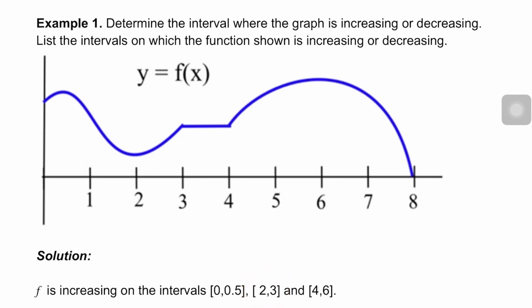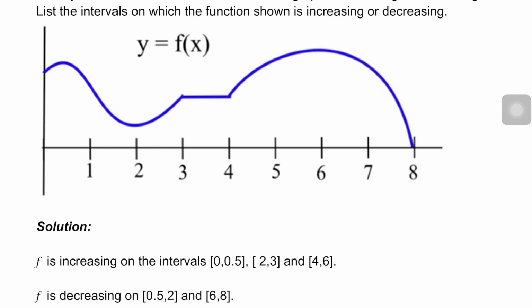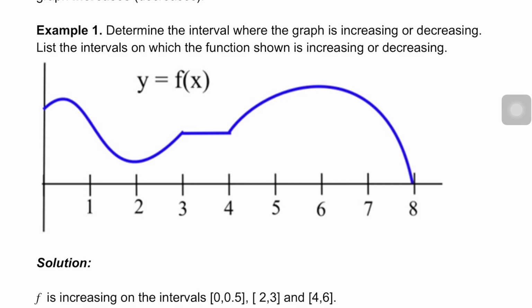And then it follows that from 3 to 4, the function is constant. It doesn't change, right? It's neither increasing nor decreasing. In other words, it stays the same. That's what's known to be a constant value of the function. So from 3 to 4. And then from 4 all the way to 6, the function continues to increase again, right? From x equals 4 to x equals 6, the function is increasing, and then from x equals 6 to x equals 8, the function starts to decrease, right?